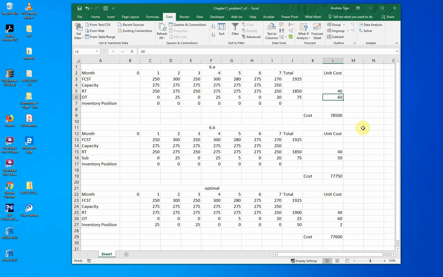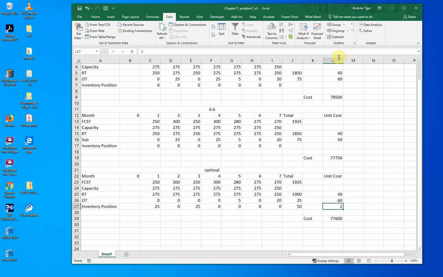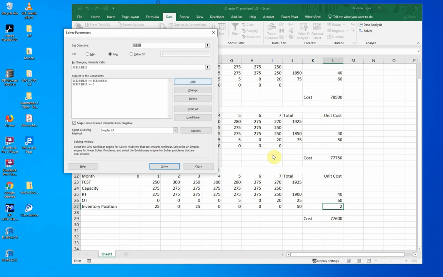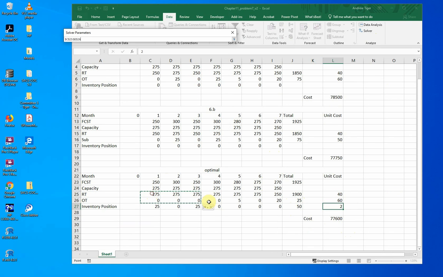I did exactly the same thing, except it's a little bit cheaper because the unit cost is cheaper than overtime. But then I went back to the original problem and I set it up so that I have inventory, a cost of inventory at $2 per unit, and I use Solver. So this last one down at the bottom is the optimal, and when I set this up, I'm trying to take my cost, which is a sum product of my regular time, overtime, and inventory position totals against the unit cost, 40, 60, and 2. I'm changing these cells. I'm letting the model have control over these 14 cells.